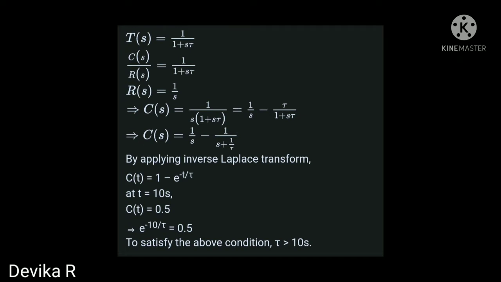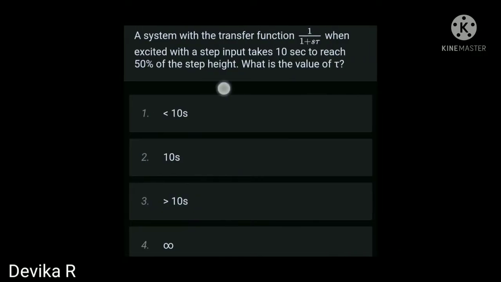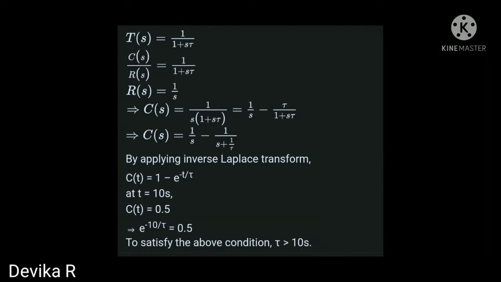First, the transfer function is 1 by 1 plus sτ. Then we have to find the response, that is C of s. They say it's a step input, so take 1 by s as the input. C of s is the output. Then find the output response of the system, and the answer is 1 minus e power minus t by tau.